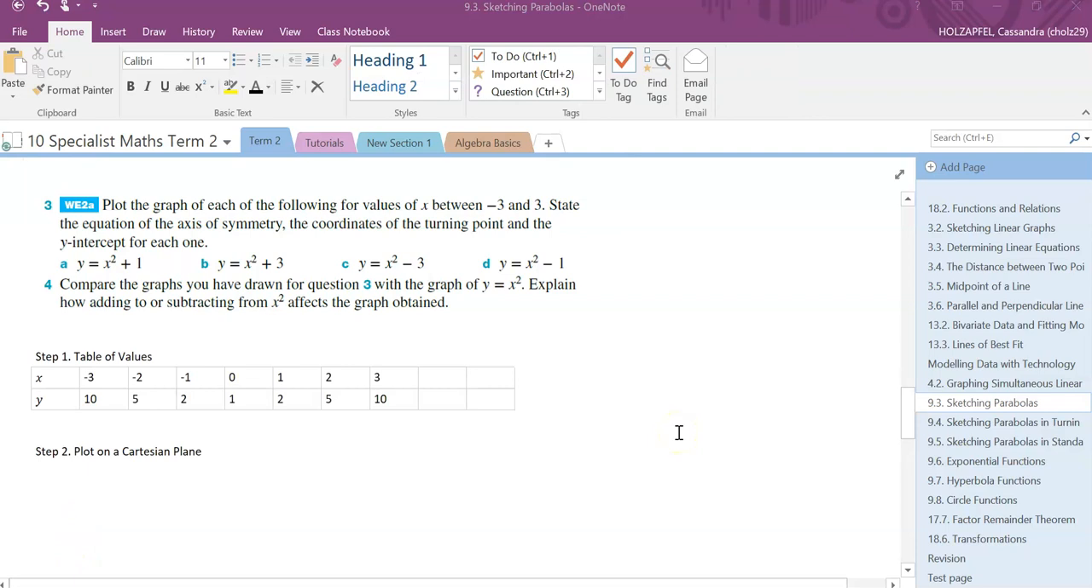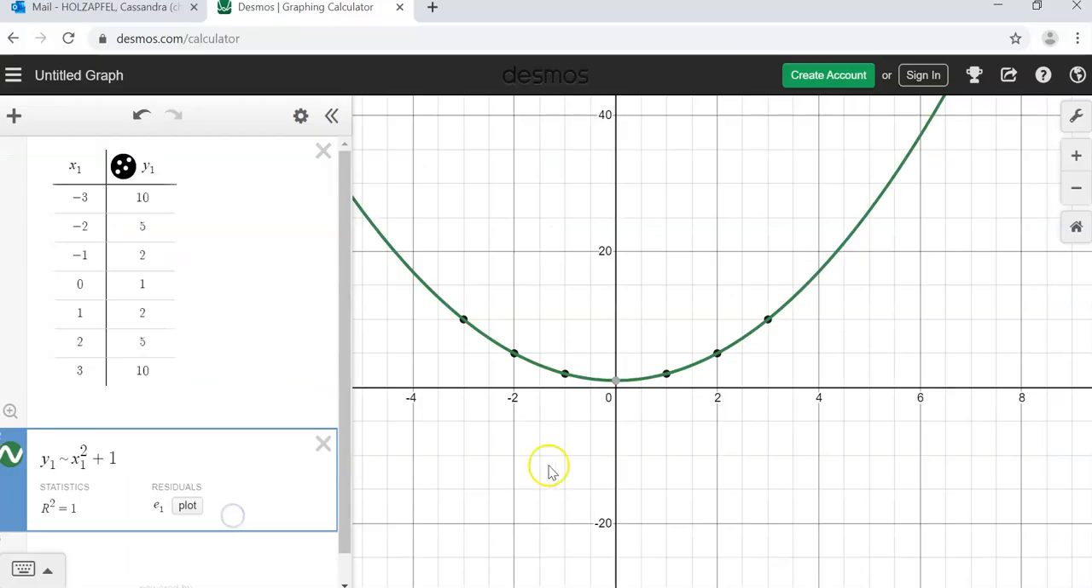Okay, so I've got my table of values now, so I'm going to go ahead and plot those. And again, I've just done this using Desmos, so it'll be a little bit easier and a little bit neater to show you guys. So I'll just pop over to Desmos now.